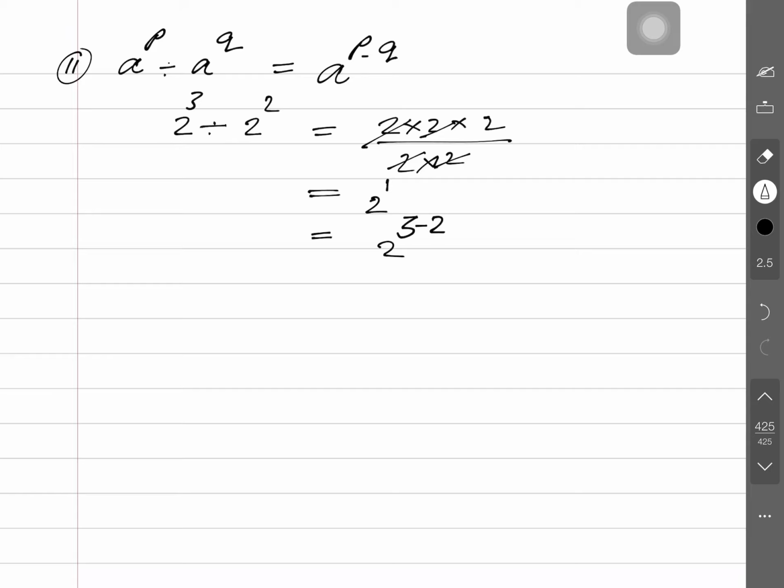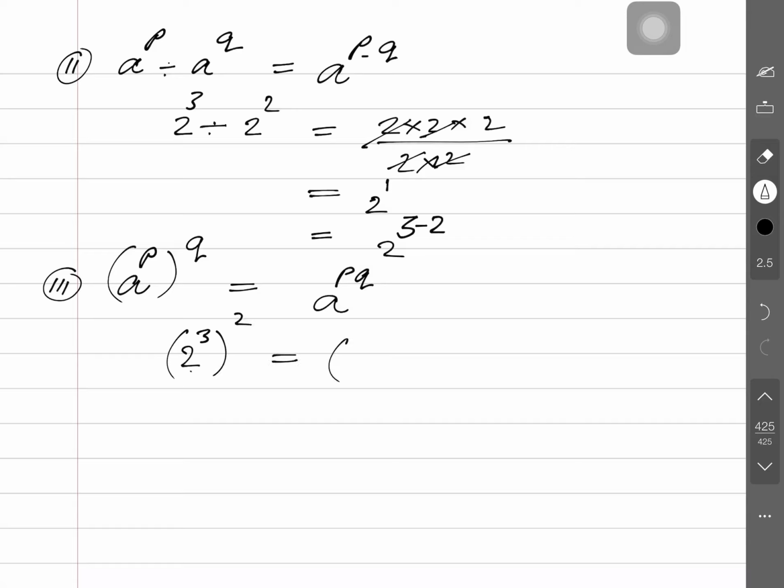Okay. Now, the third law of indices: a to the power p, whole to the power q. You may see, this means power of a power, we can say. So, this can be done as a to the power pq. How? Look, this is 2 to the power 3 and there is also a 2 outside. So, first you will solve this. 2 to the power 3 means 2 into 2 into 2. So, this is taken 2 to the power 3 times here right now. So, 2 2s are 4, 2 4s are 8.